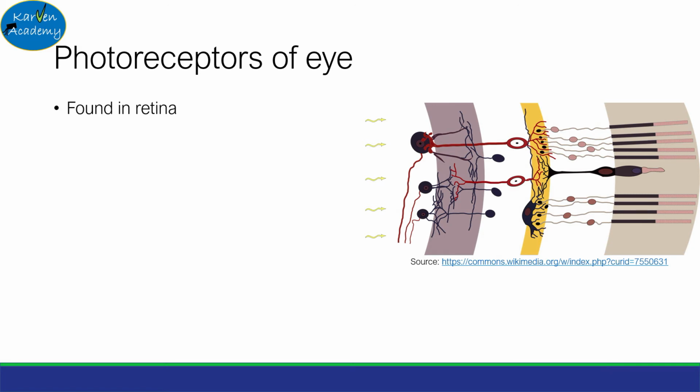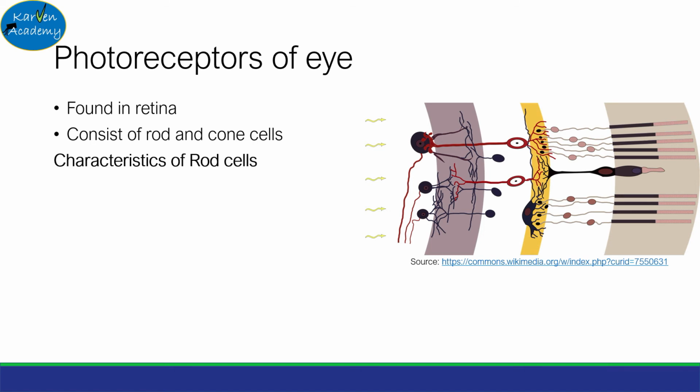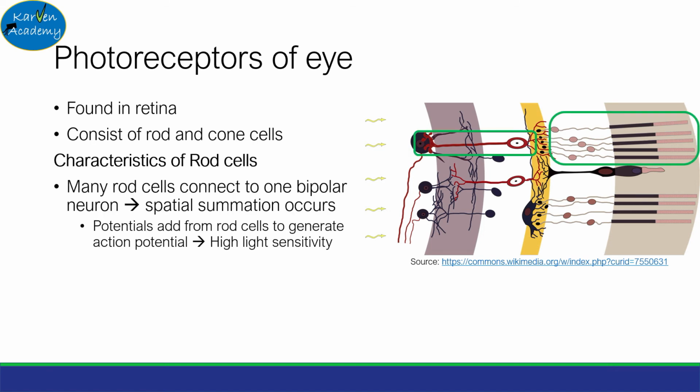Photoreceptors are found in the retina and consist of rod and cone cells. First, let's look at the characteristics of the rod cell. Many rod cells connect to one bipolar neuron. Don't worry about what it is, just remember the name. And this causes spatial summation. This is where potentials generated by the rod cells connected to one bipolar neuron add up to generate an action potential. This makes rod cells highly sensitive to light. Spatial summation will be discussed in detail in a later video.